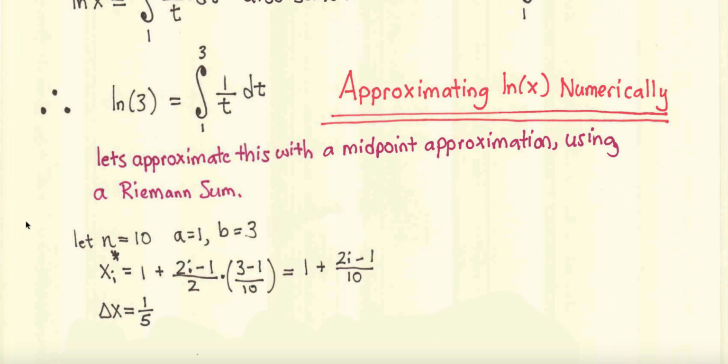So we're going to take this integral from 1 to 3 of 1 over t dt, and transform it back into a midpoint approximation using a Riemann sum, acknowledging that the answer we get will not be the exact value, but an approximation to that value. We're going to let n equal 10. The interval is from 1 to 3, so delta x immediately becomes 1/5, b minus a over n. x_i star, using the formula for midpoint, becomes 1 plus (2i minus 1) over 10.